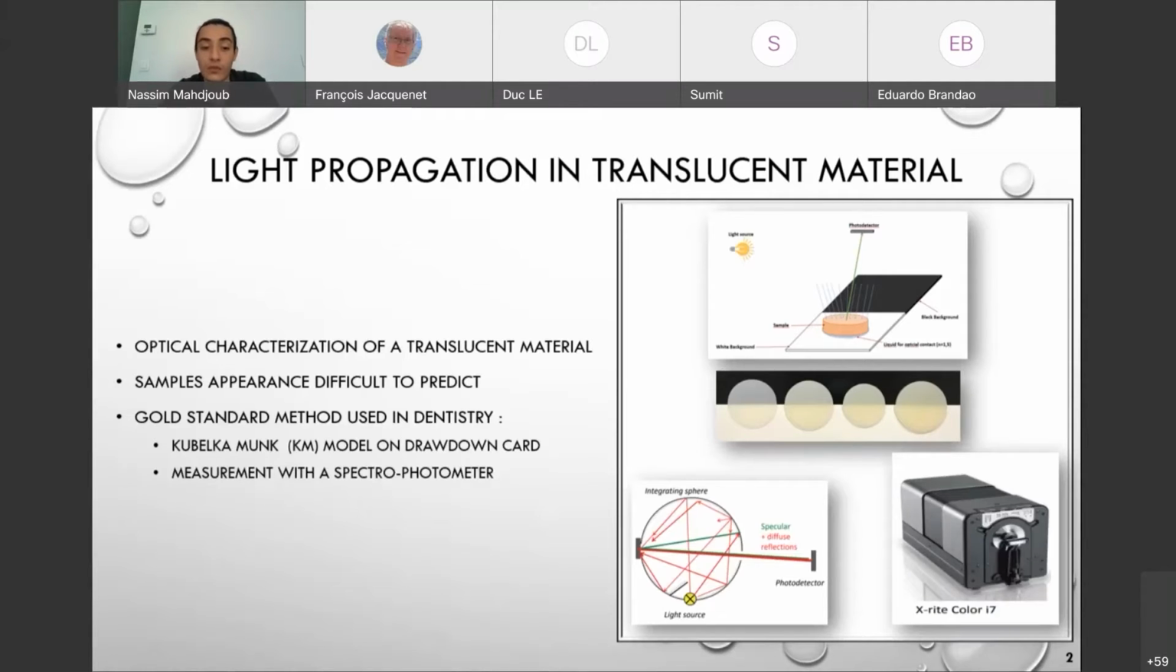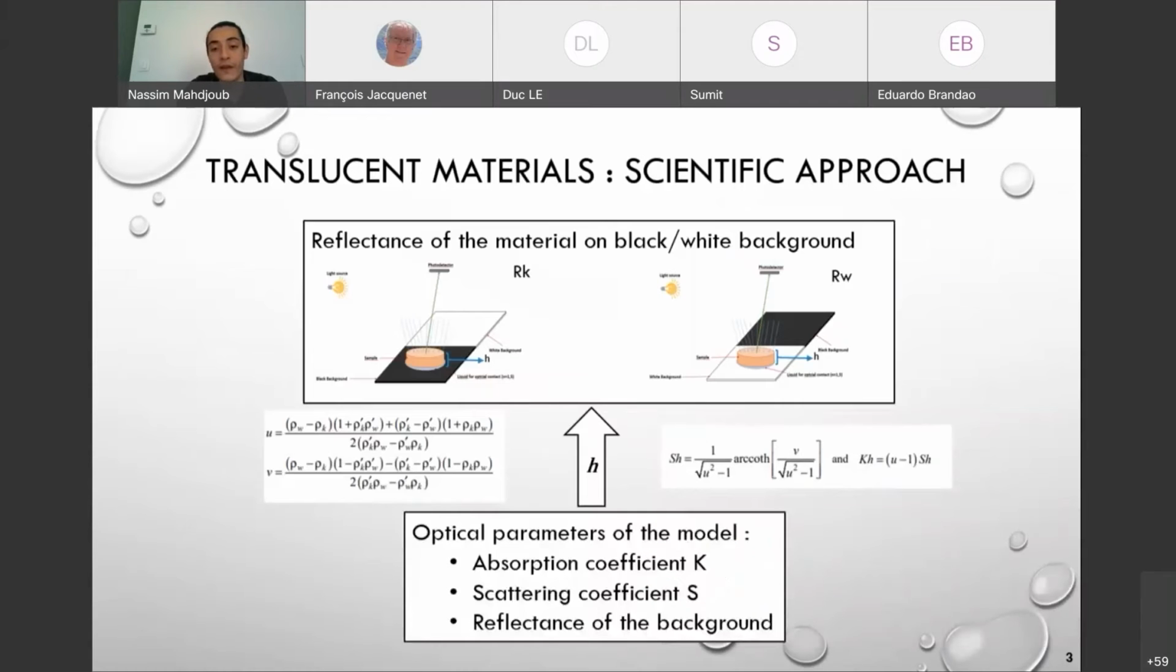This application needs a set of measurements, and they are done with the spectrophotometer. This device illuminates our sample with perfect diffusive light and measures the reflectance at a specific angle. At the end, we want to verify the prediction accuracy of this model using the colorimetric distance called CIE delta E 2000.